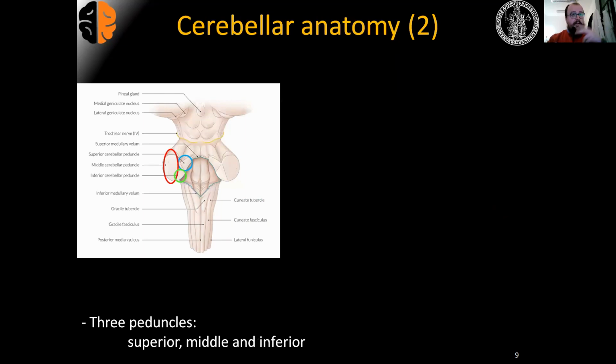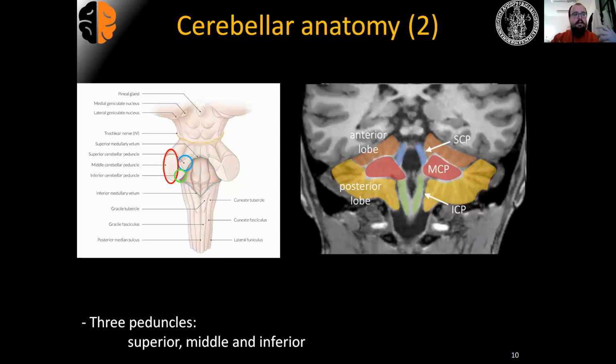Again, number 3, the so-called cerebellar peduncles, which are, from top to bottom, the superior, the middle, and the inferior. You can see them in the scheme here in blue, red, and green. And yet again, it's possible to see these three structures using conventional MRI. You can see the superior peduncle in blue here on the right, the middle cerebellar peduncle in red, which is the thickest of the three, and the inferior cerebellar peduncle here in green.